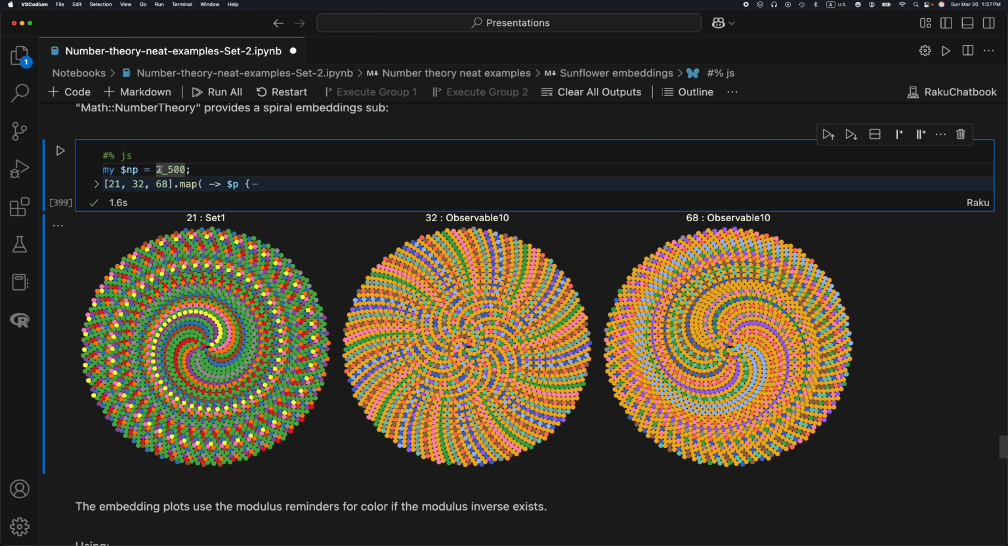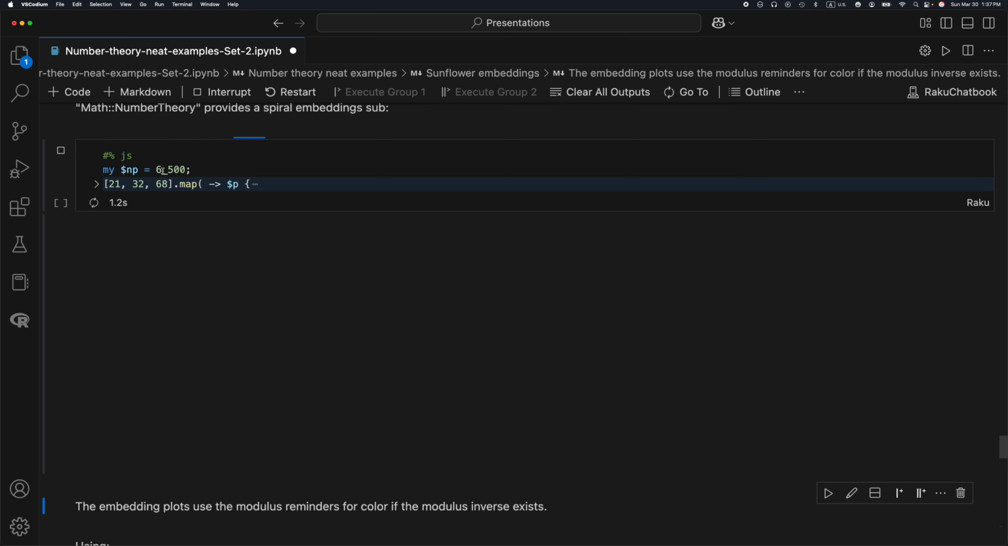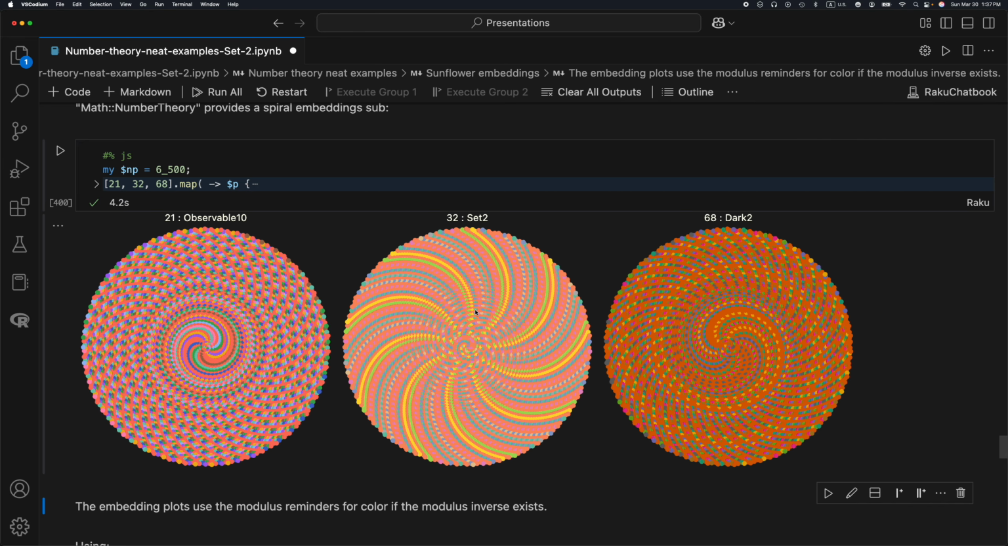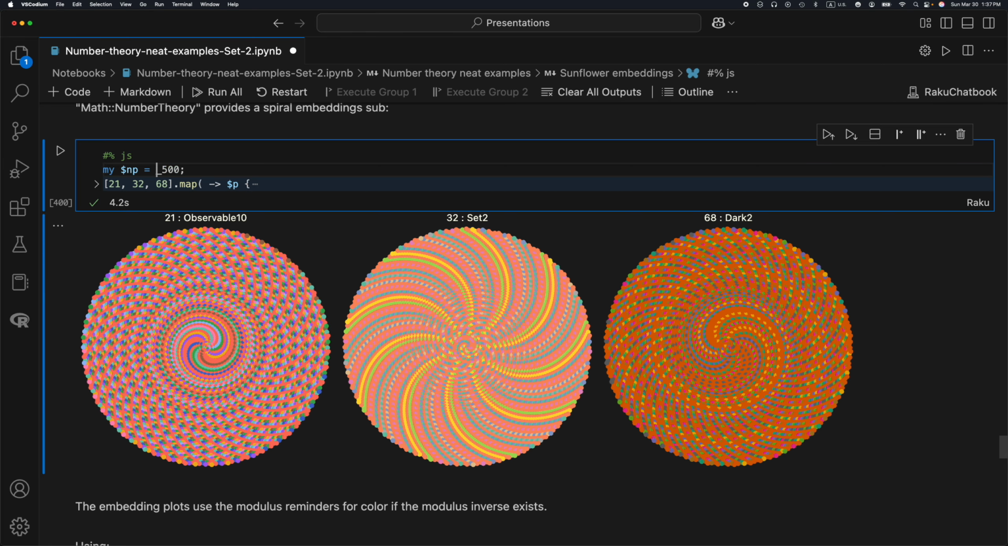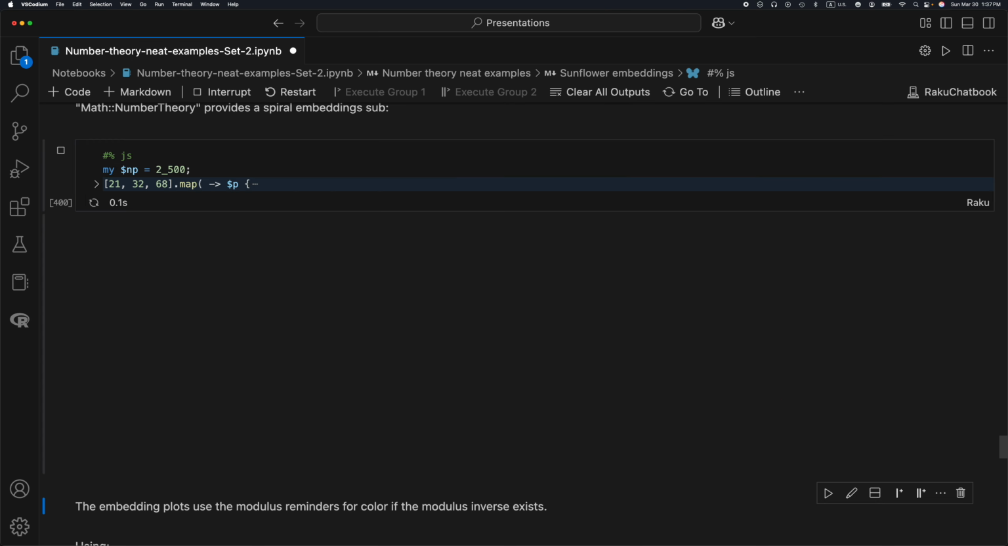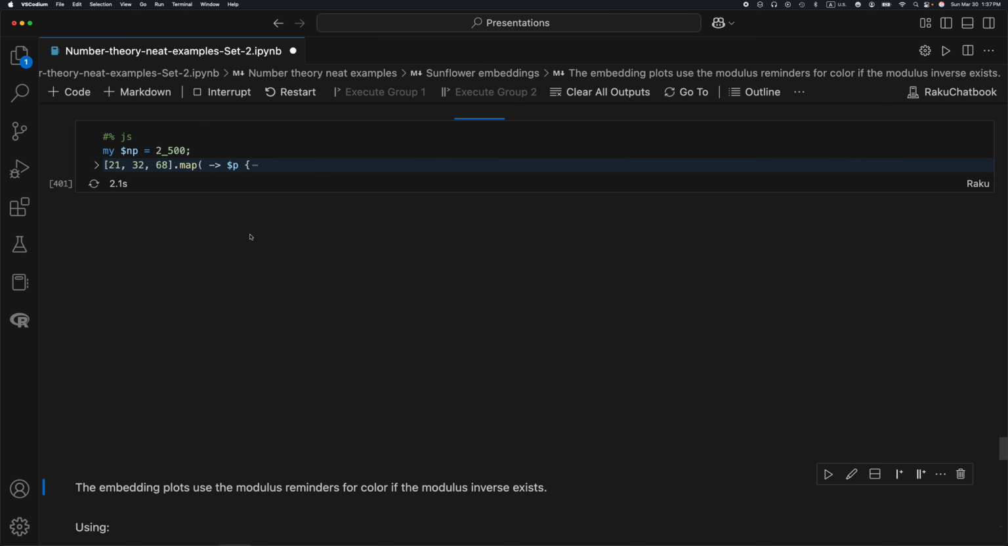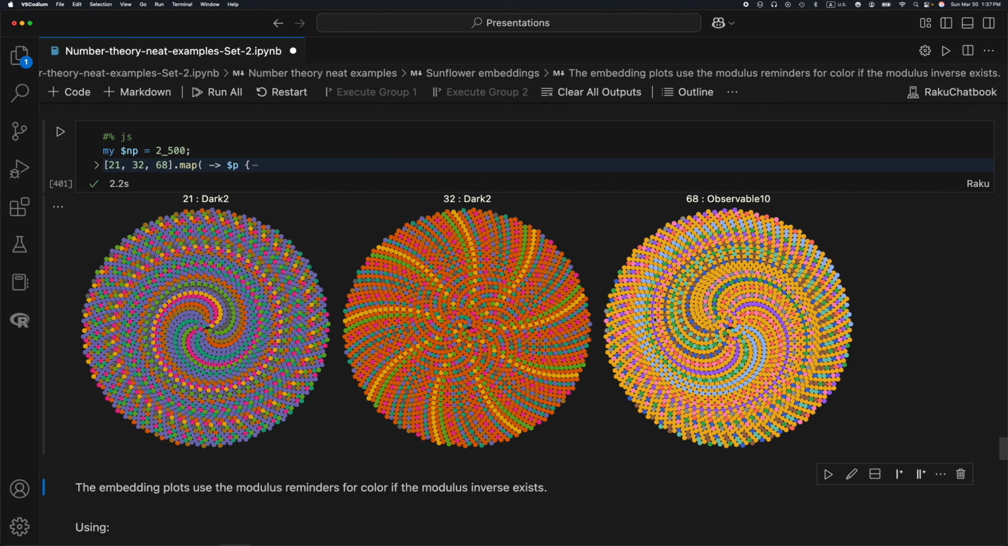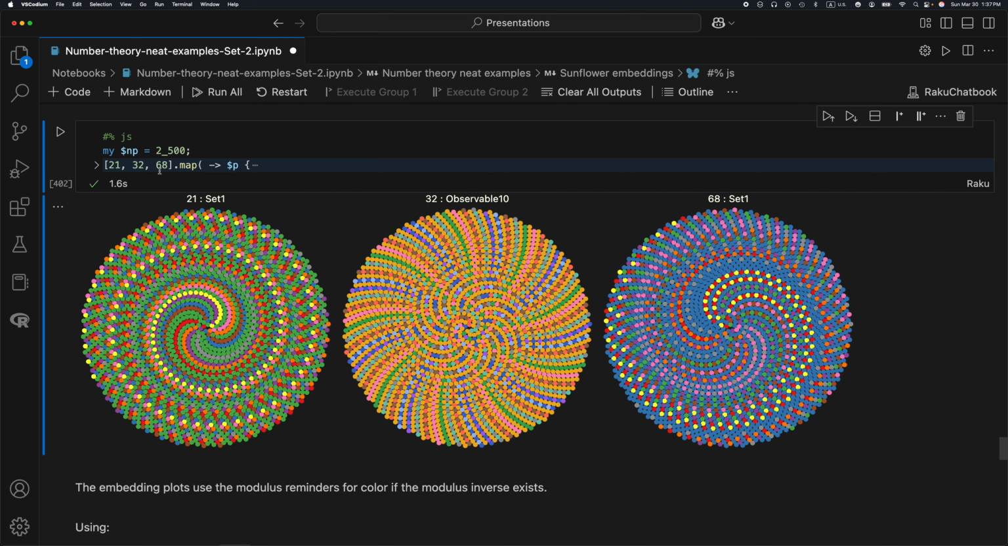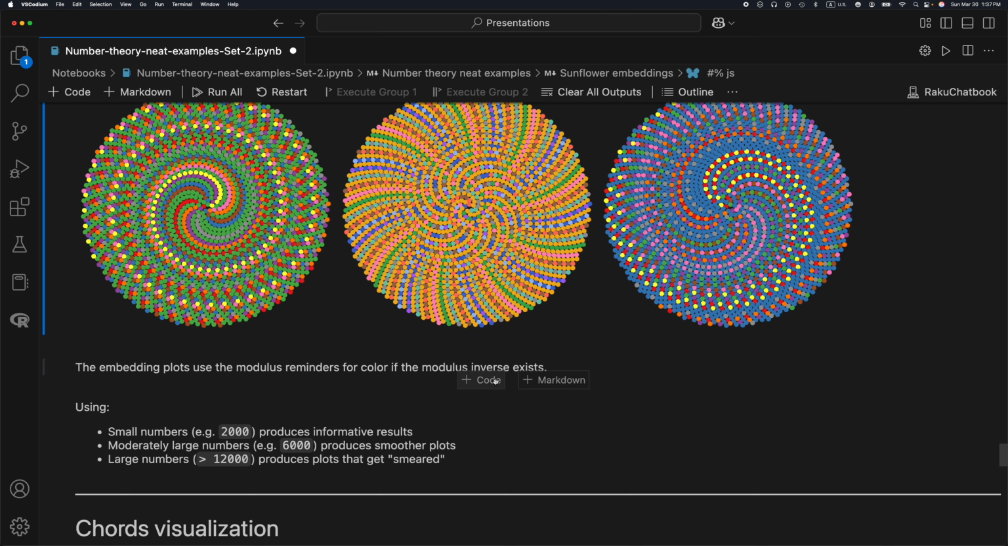If I use larger numbers, I'm getting smoother results, maybe produced in a slower manner, right? Even larger numbers can produce smoother but somewhat smeared results. So I think the best one is this, which is somewhat grainy or choppy, but in my opinion looks very nice. I think for 68, the best one is actually with set 1. So this is really neat.